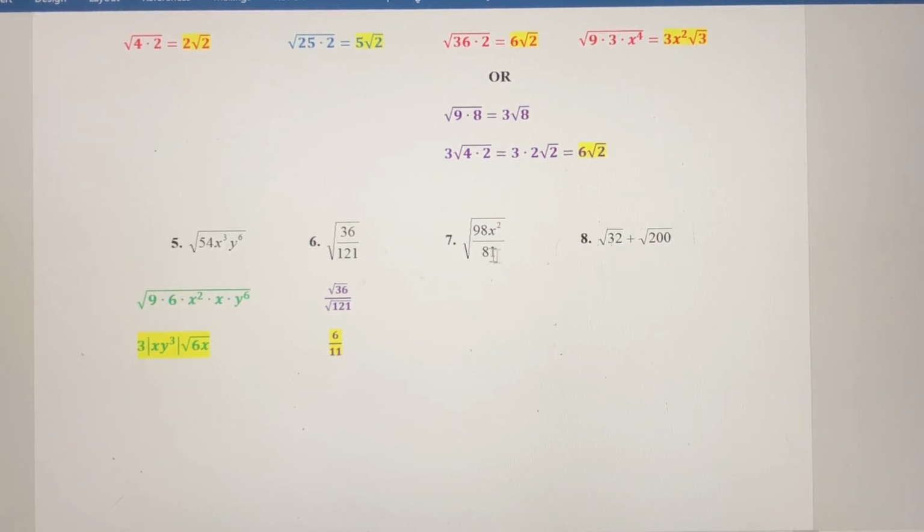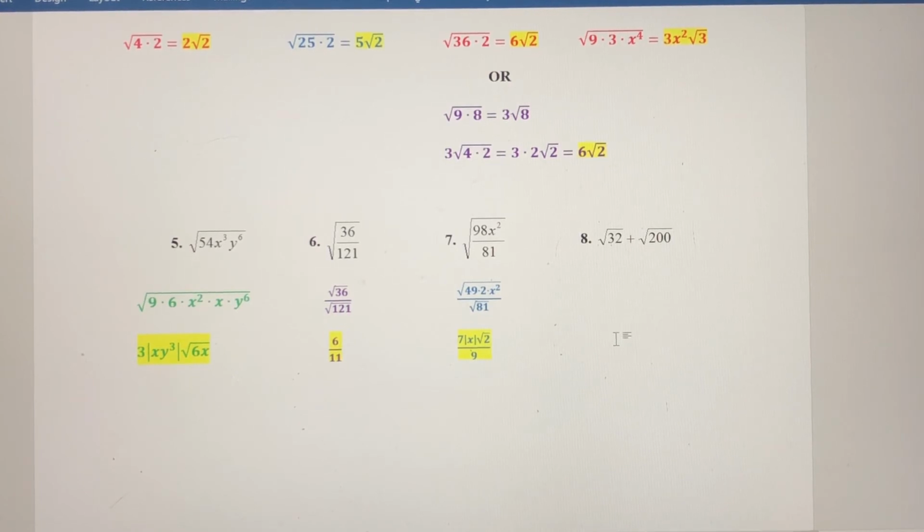All right, number 7, we're going to break this down first as the square root of 98x squared over the square root of 81. Okay, I've already broken down 98 as 49 times 2 to save us a little time here. All right, so when I simplify my numerator, the 49 is going to come out as a 7. The 2 stays under, and then the x squared comes out as an absolute value of x. The square root of 81 is going to simplify to 9. Okay, so we should have 7 times the absolute value of x times radical 2 over 9.